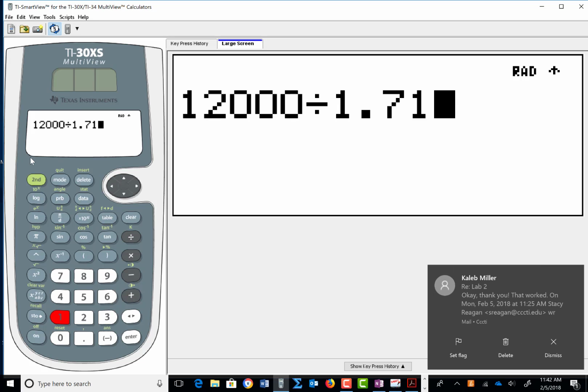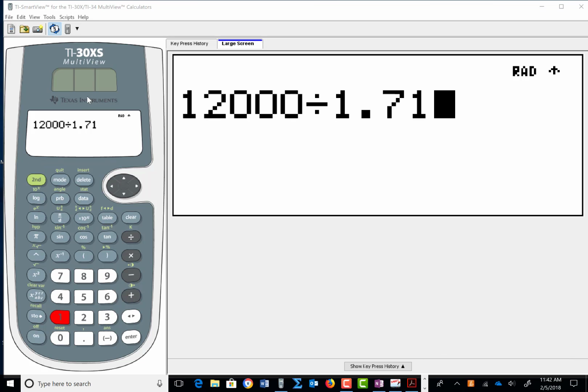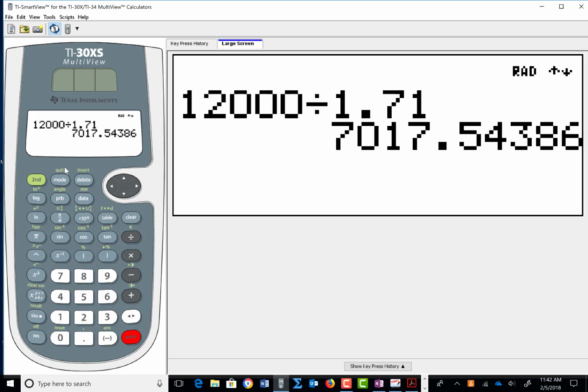Now let me say a quick word about this. If I round this differently, if I had put the whole number in there that the calculator had given me before, if I'd kept it in my calculator, I'm going to get a slightly different number. But because I rounded, this is the answer that I get: 7,017.54.